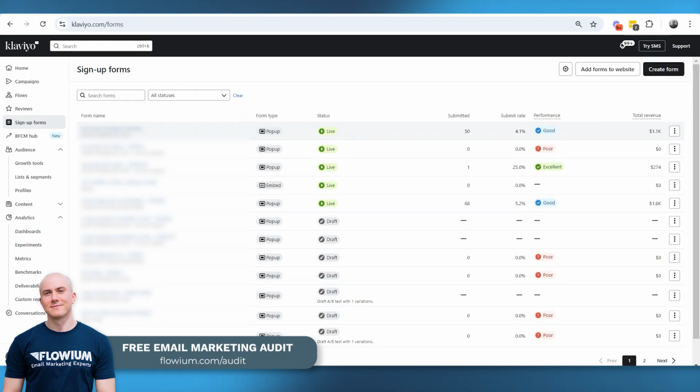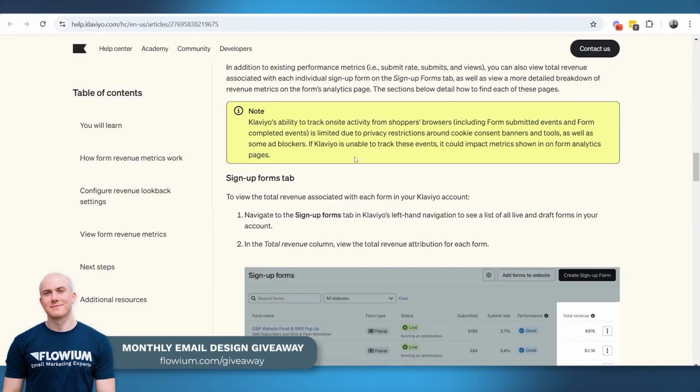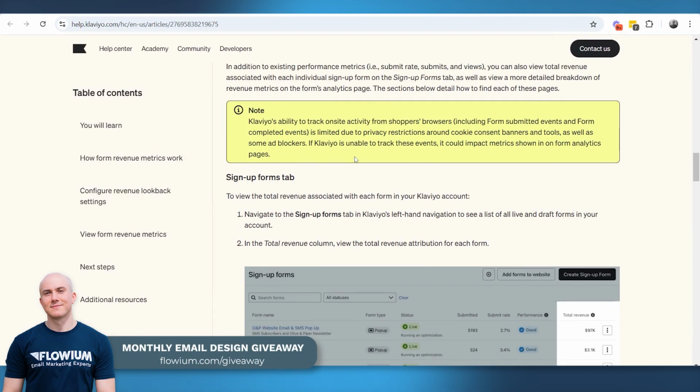But in case you have a form or pop-up or slide out or whatever you have with the purpose of trying to make people buy from that specific form, it may be useful to have a better time frame. The next thing is the sign up form tab.